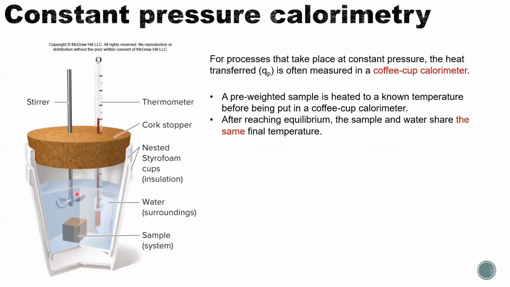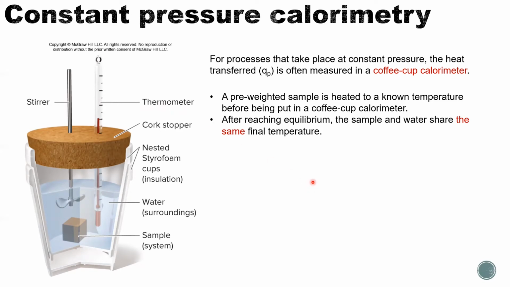Then we drop the sample into this coffee cup calorimeter, seal the plug, and stir the water to see what happens to the temperature of the water. As you imagine, if the sample is hotter than water, the sample will cool down and the water will warm up. If the sample is cooler than water, the sample will get warmer and the water will cool down, right? But no matter which way, you can tell the difference from the thermometer.